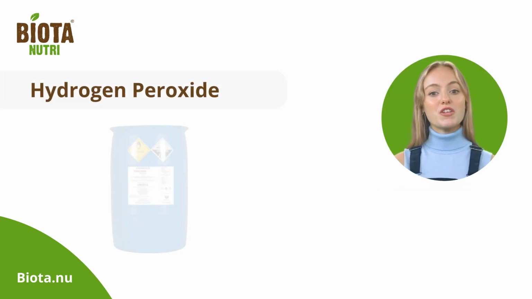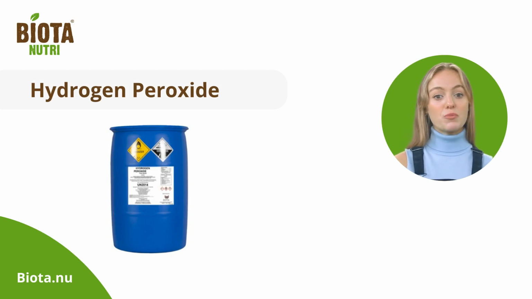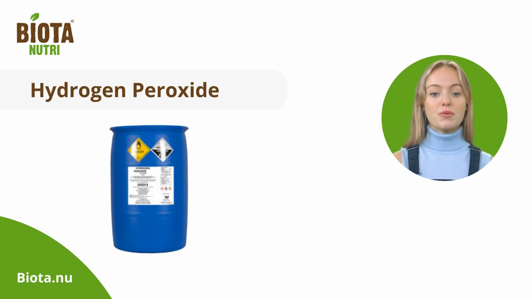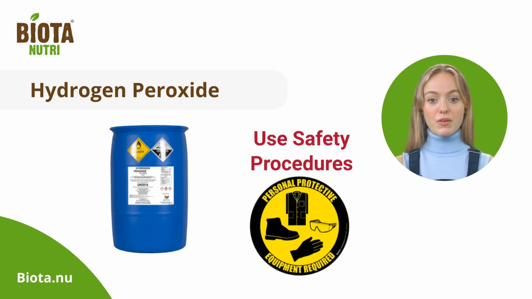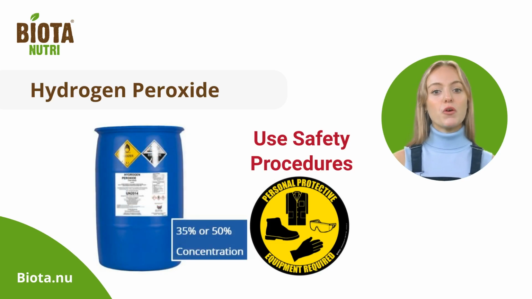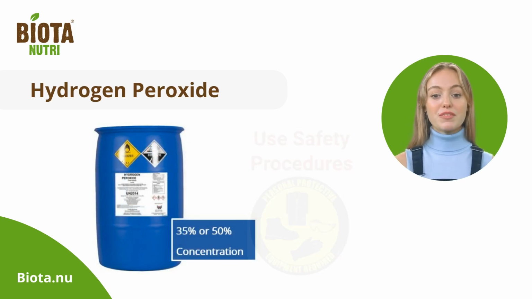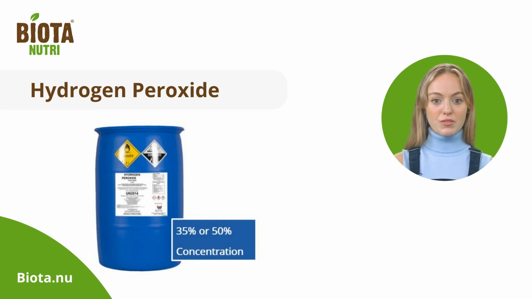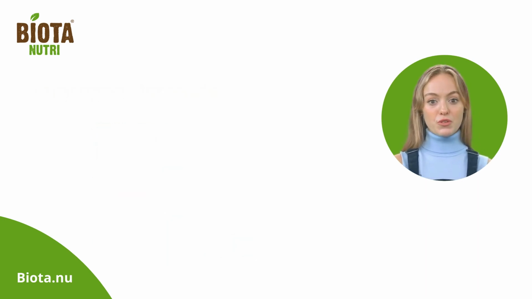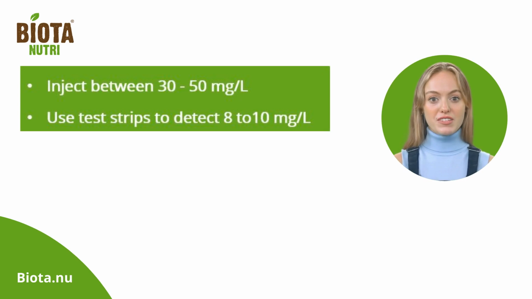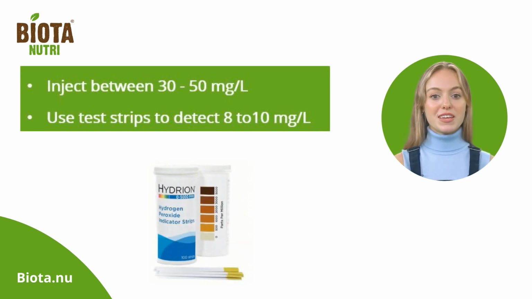Unlike chlorine, hydrogen peroxide is effective if irrigation water has high pH levels and is often preferred by organic farmers. Biota recommends using hydrogen peroxide, but it is more corrosive than chlorine, and therefore safety procedures must be followed. A similar method of calculating chlorine injection rates is used. Hydrogen peroxide is available in a range of concentrations, with 35% or 50% generally recommended. Between 30 to 50 milligrams per liter is injected, and then using test strips to detect a desired 8 to 10 milligram per liter at the end of the system.